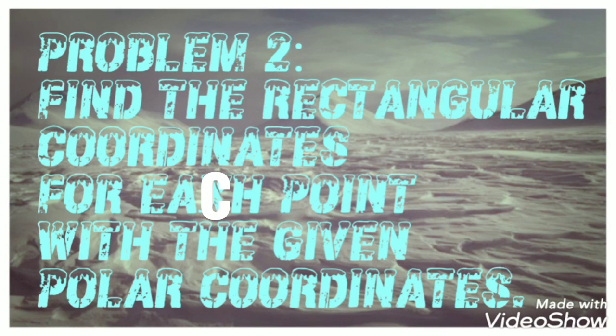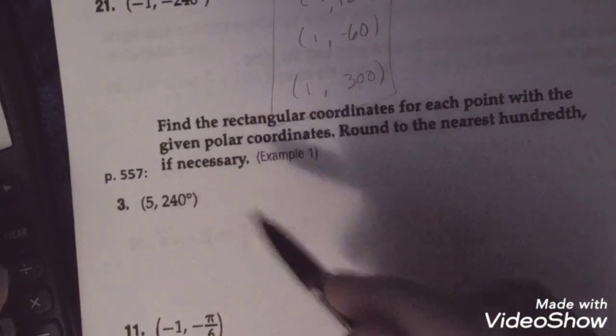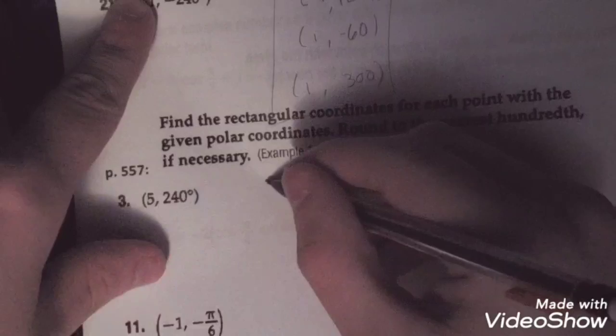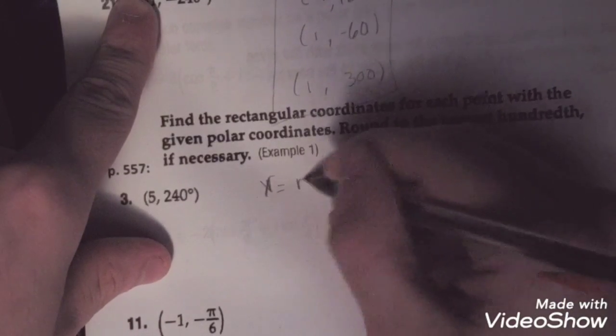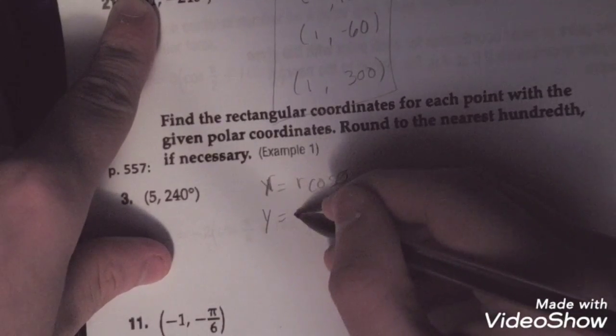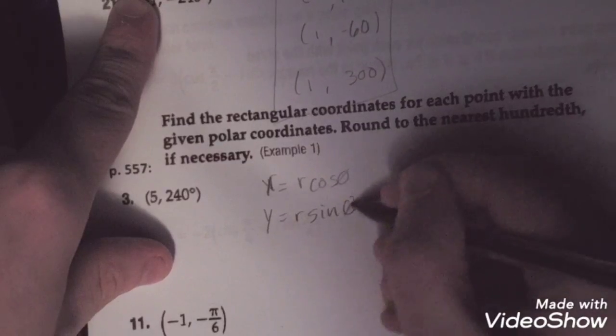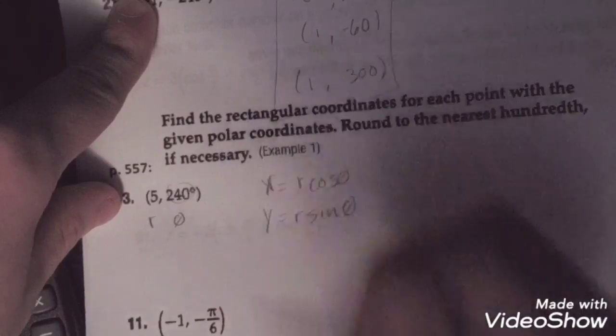The second kind of problem is finding the rectangular coordinate for each of the polar coordinates that we're going to go through. Alright, let's start by naming what our x and y should be. X should be r times the cosine of theta, and y should be r times the sine of theta. This is our r theta. Now I'm going to find the cosine and sine of that.